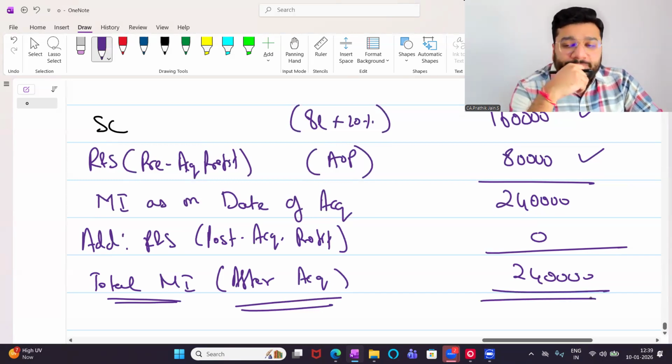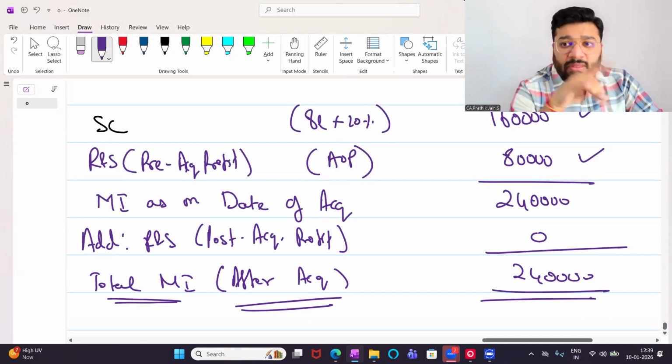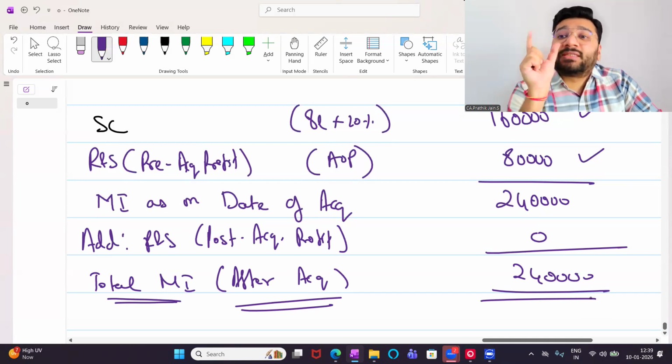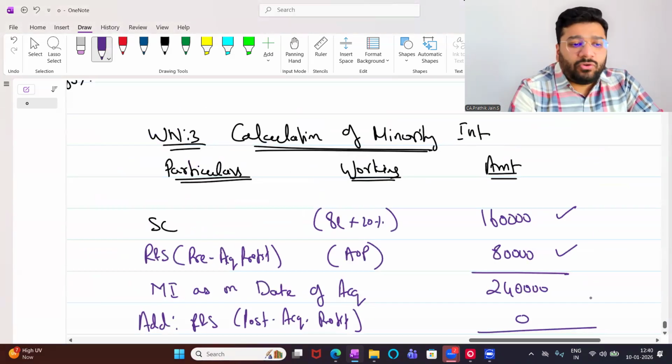How many working notes are done? 3 working notes are done. I'll do the fourth one now. The logic of the third and fourth I have not explained. After I do all 4 working notes and prepare the consolidated balance sheet, I'll come back to the same question and do the conceptual discussion. We'll discuss conceptually. Working note 3, any problem? Can I go to working note 4?